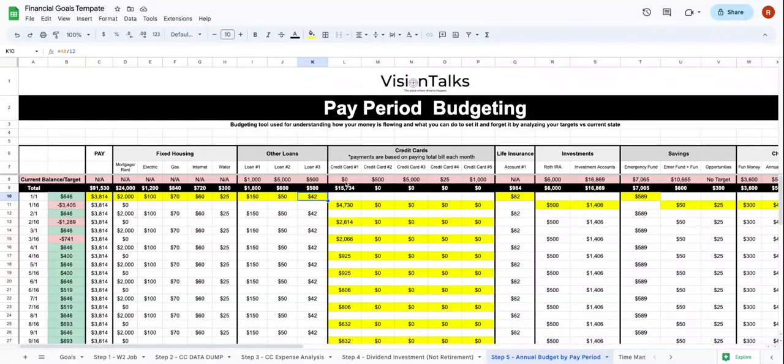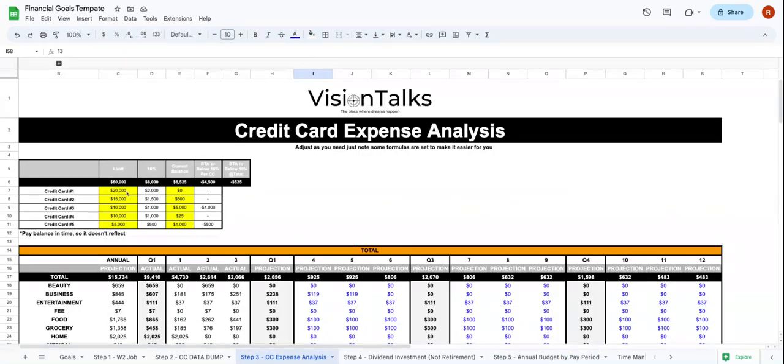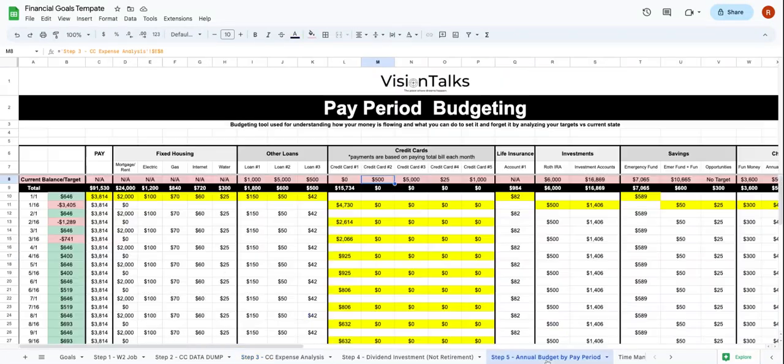Credit cards. Now, here you have your credit cards, and this ties back so you can see your charts, the credit card expenses. So this just really equals these numbers, your current balance. And then what you have is your total credit card, what you're paying per year.